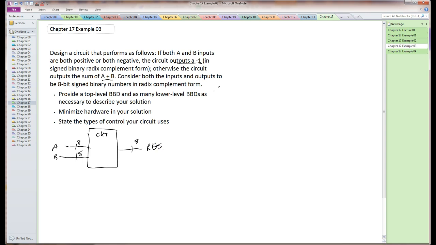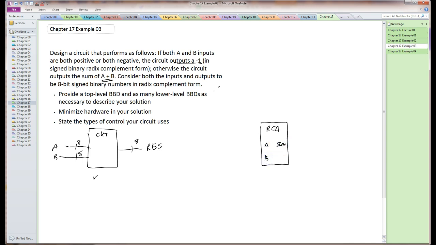There's my starting point in this. Top level black box diagram, this is it. Next thing I want to do is take an inventory of the internal modules that I'll need to do this. First of all, I see it's adding A plus B. I only have one way of adding things, and that's with a ripple carry adder.